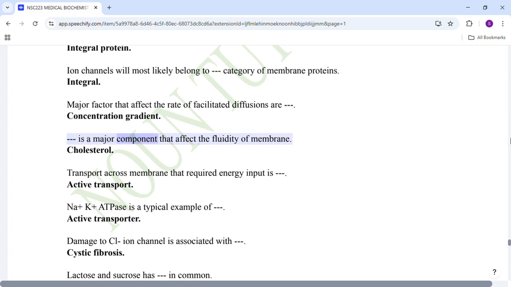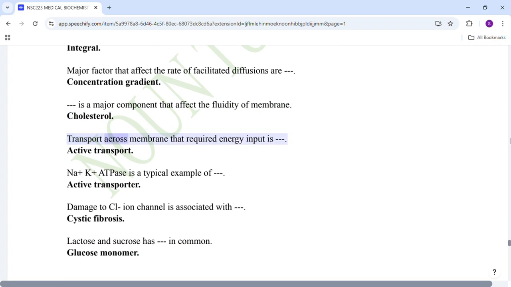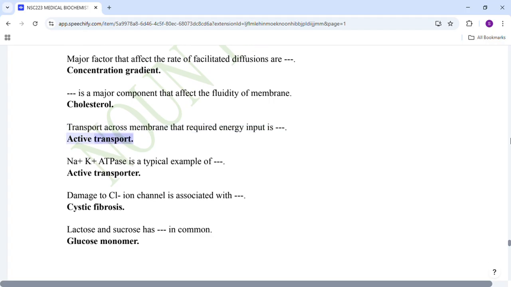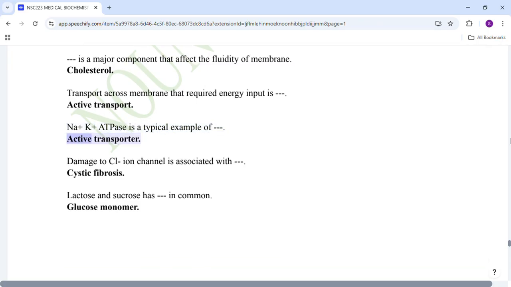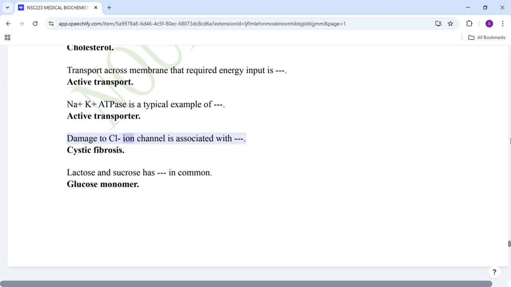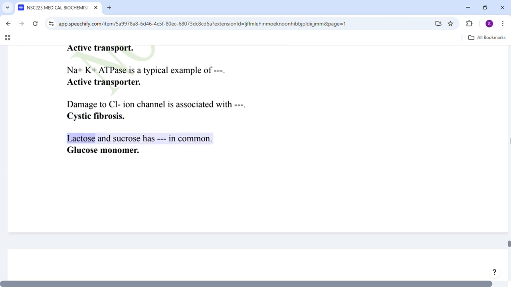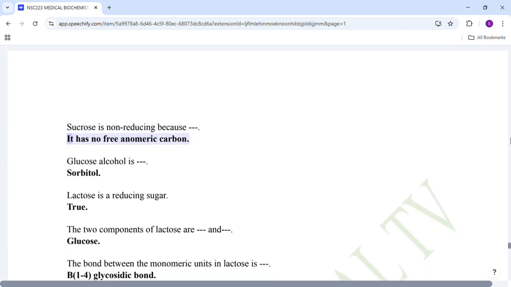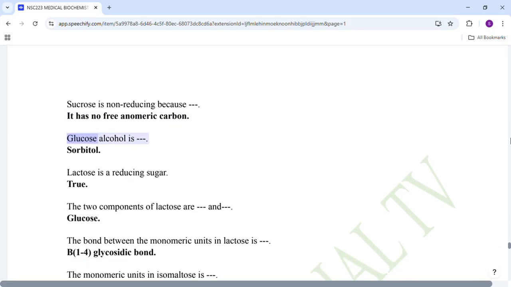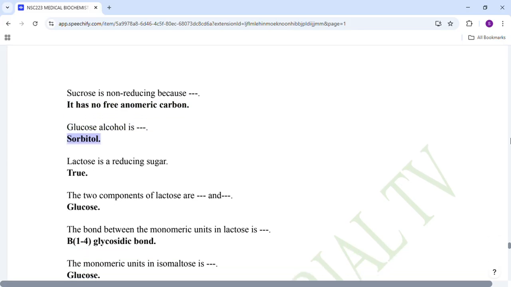Cholesterol is a major component that affects the fluidity of membrane. Transport across membrane that requires energy input is active transport. Na+/K+ ATPase is a typical example of an active transporter. Damage to the Cl- ion channel is associated with cystic fibrosis. Lactose and sucrose have a glucose monomer in common. Sucrose is non-reducing because it has no free anomeric carbon. The glucose alcohol is sorbitol.